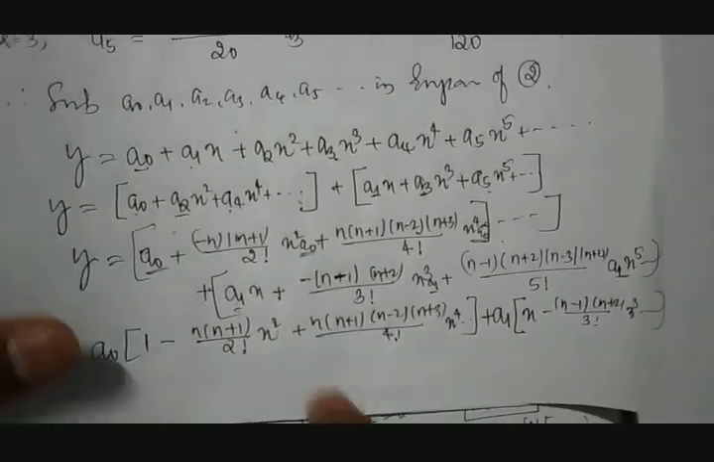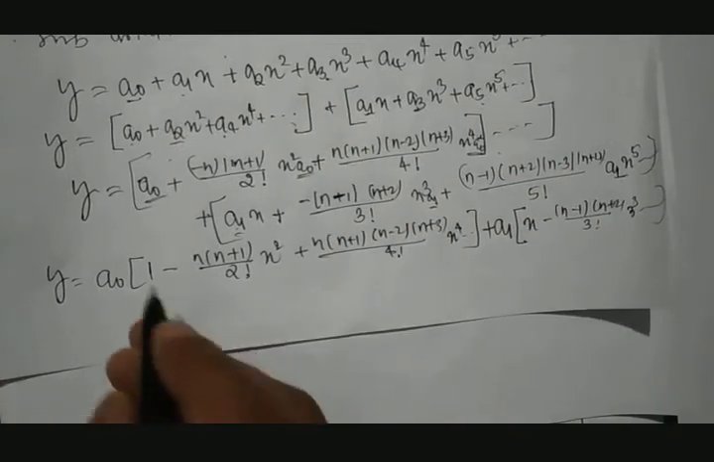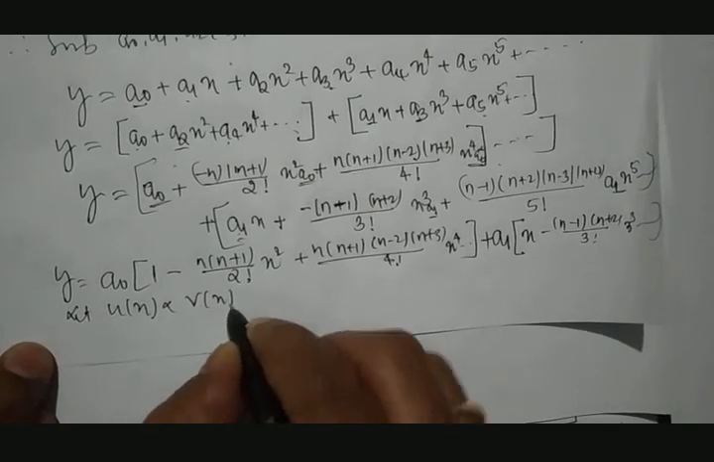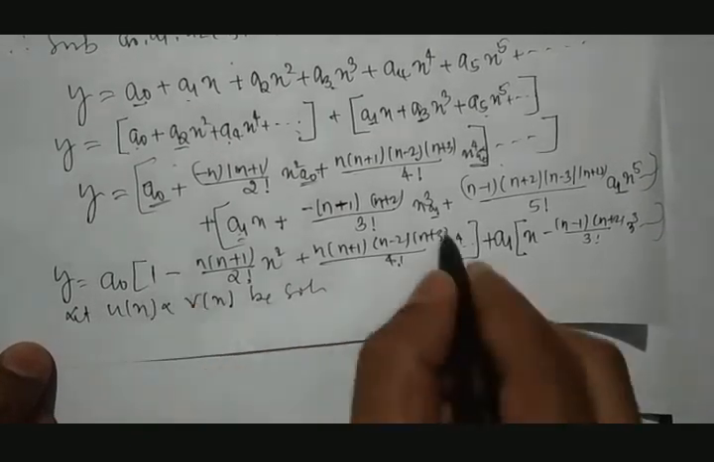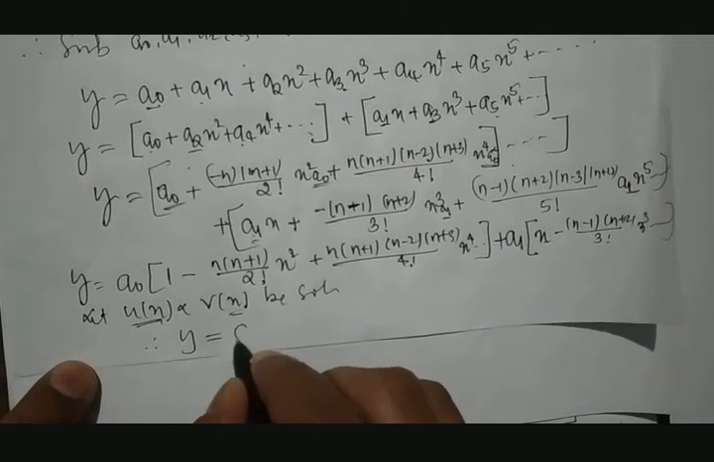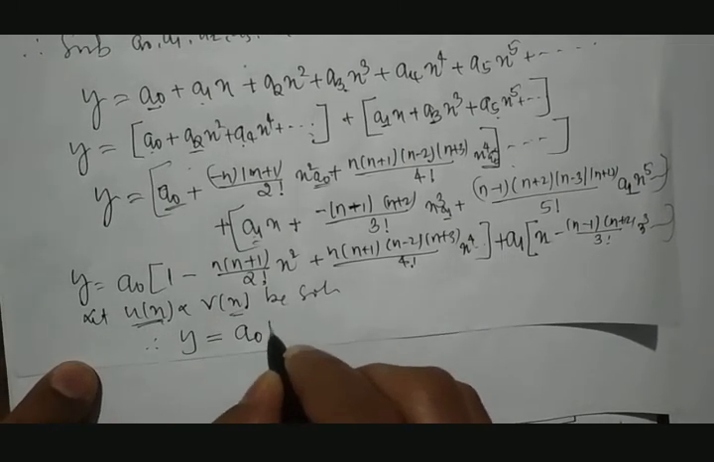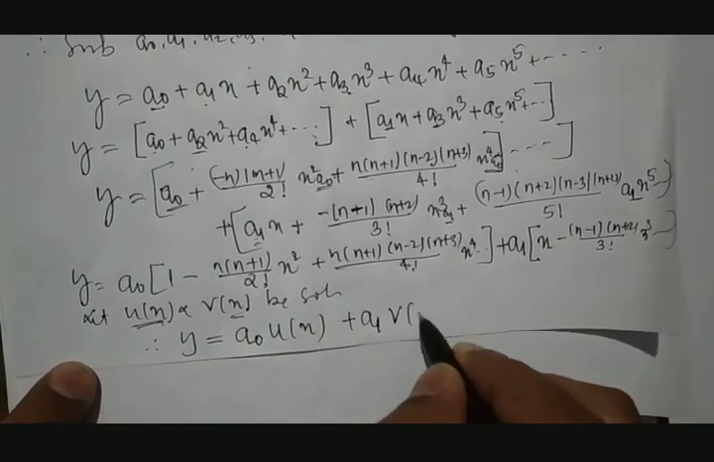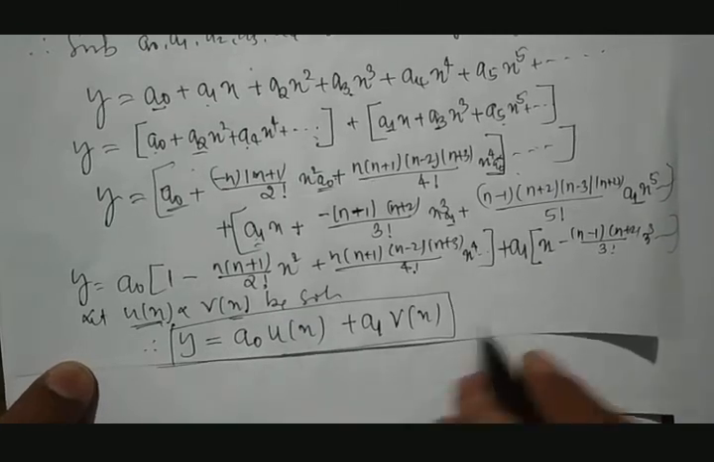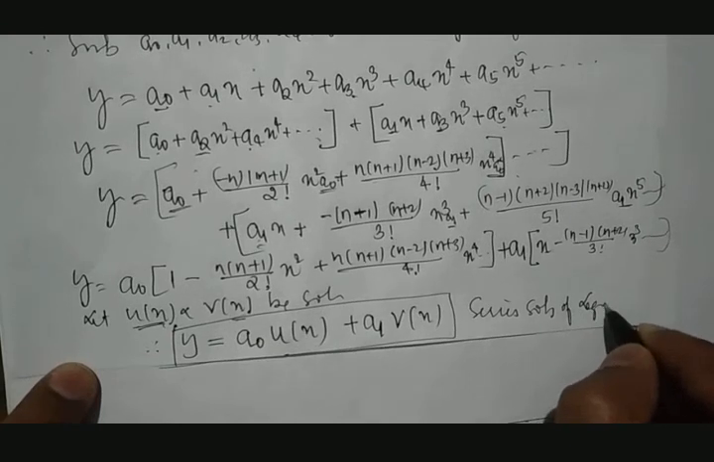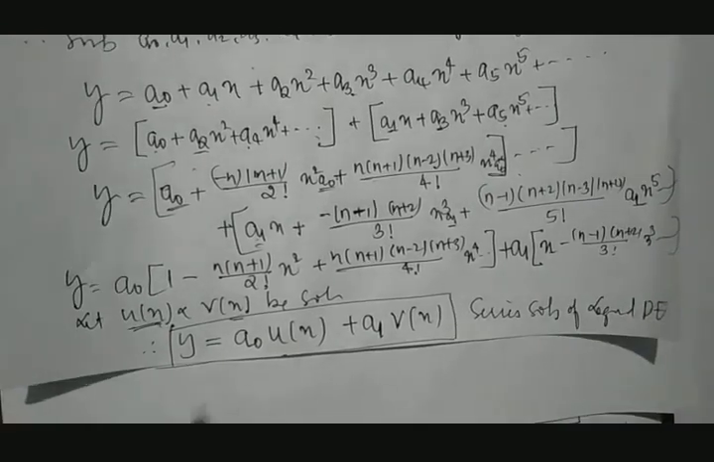Therefore, how do you conclude this? We will conclude it as, we know that let us take u of x and v of x be the solutions. So this bracket will be taken as u of x and this whole bracket will be taken as v of x. Therefore, y is equal to a0 u of x plus a1 v of x. So this will be taken as a series solution of a Legendre differential equation. Thank you.